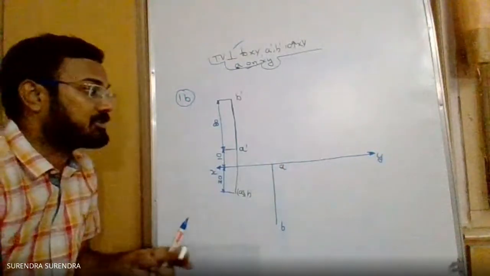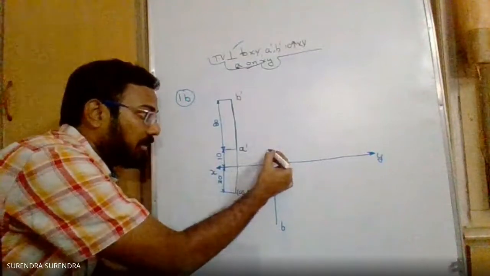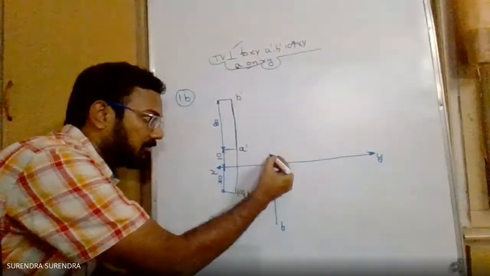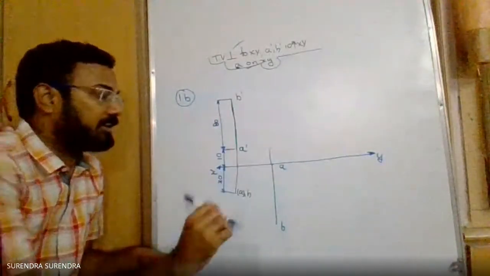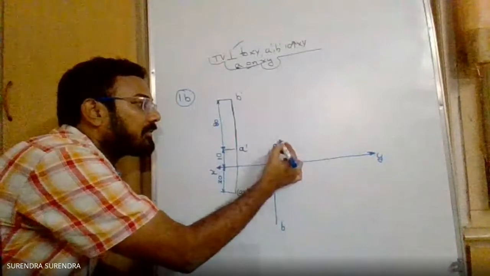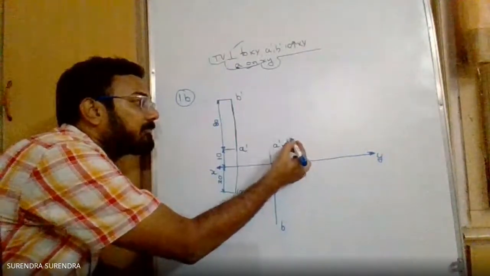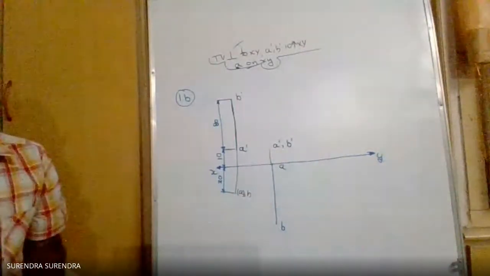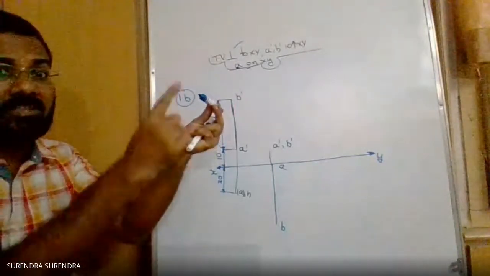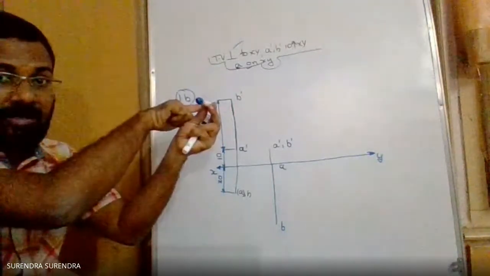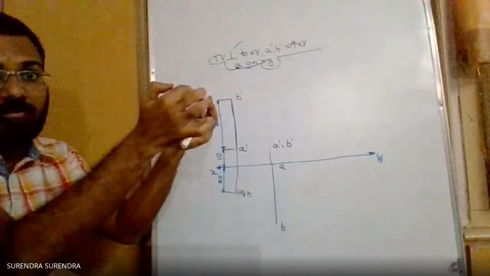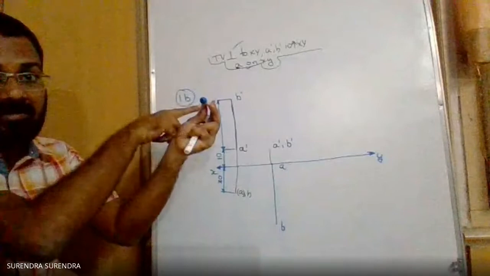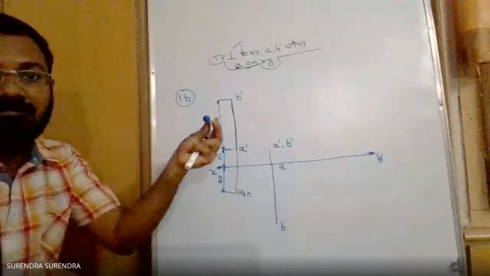So project this line with a 2H pencil up to 10 mm height, and at this location indicate this point as A dash, B dash. And coming to the front view, you can see only one point. The second endpoint is hiding behind this point. When you are seeing in the front view, you can see only one point.